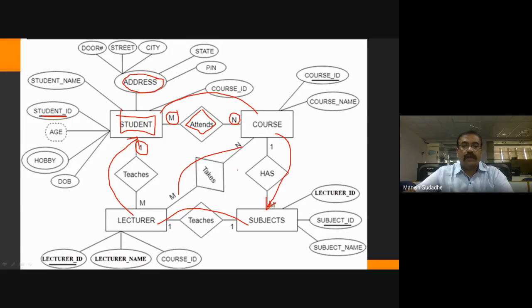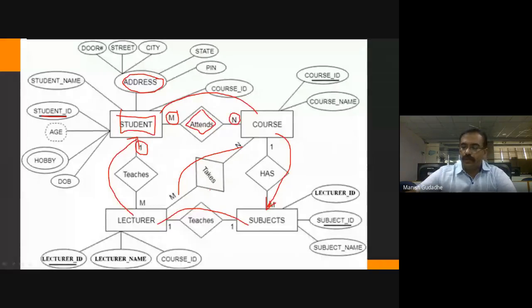Here also, a lecturer may take many courses. So this 1, M, and N all are representing the mapping cardinalities, meaning one row from student may be connected to many rows in the course, or many rows from student may be connected to one course. So many to many. Many lecturers may teach only one student, many to one. One lecturer teaches only one subject, one to one.